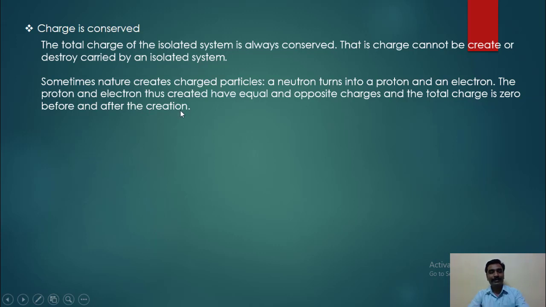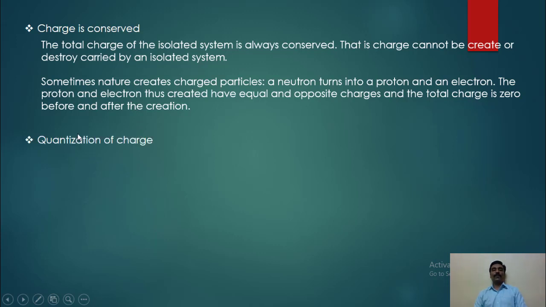That's why this is an exceptional case. But actually, charge can neither be created nor destroyed. Even if you look at it another way, it is just converted, not created. The neutron is converted into particles. One more thing I would like to tell you: this electron is nothing but a beta negative particle. You will come across this point in the nucleus topic.